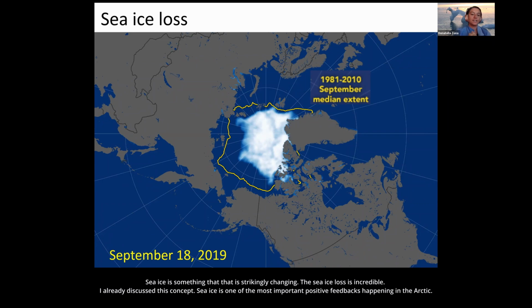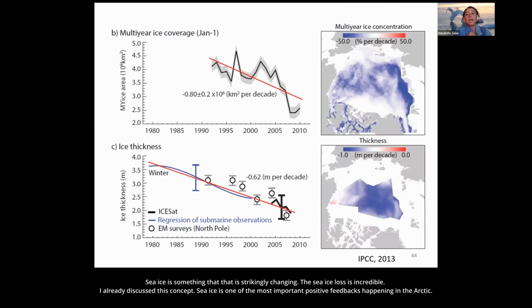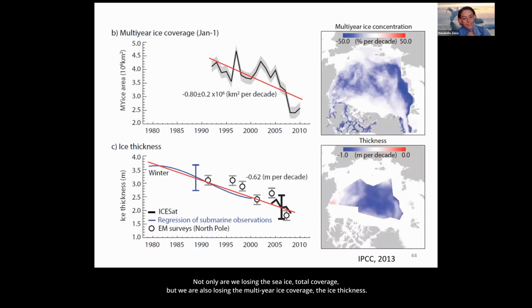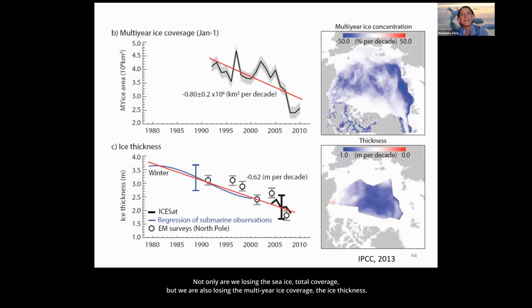Sea ice, this is something that is strikingly changing. So the sea ice loss is incredible. I already discussed this concept. The sea ice is one of the most important positive feedbacks actually happening in the Arctic. Now, not only are we losing the sea ice total coverage, as you can see from this, but we are also losing the multi-year ice coverage, the ice thickness.